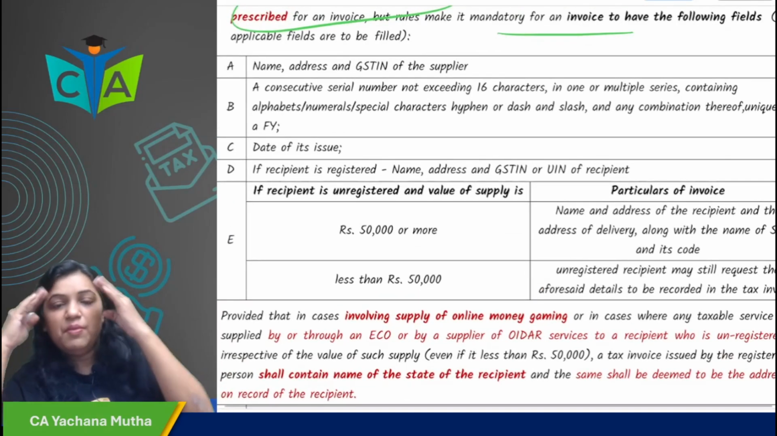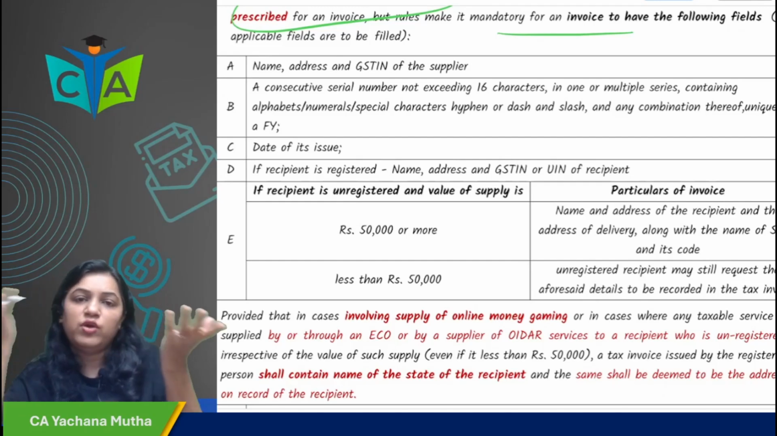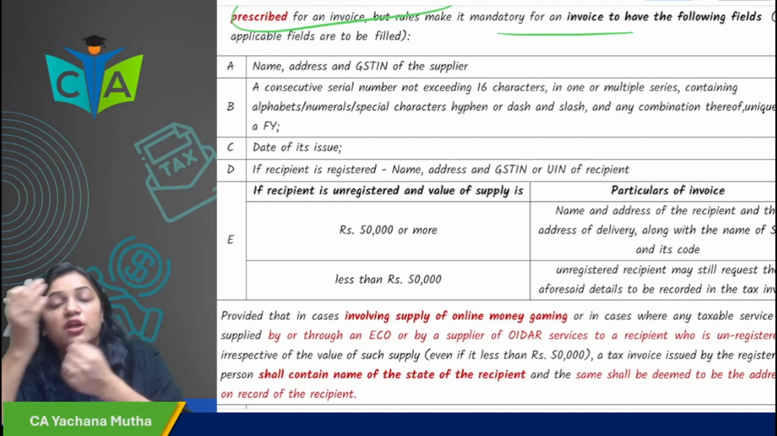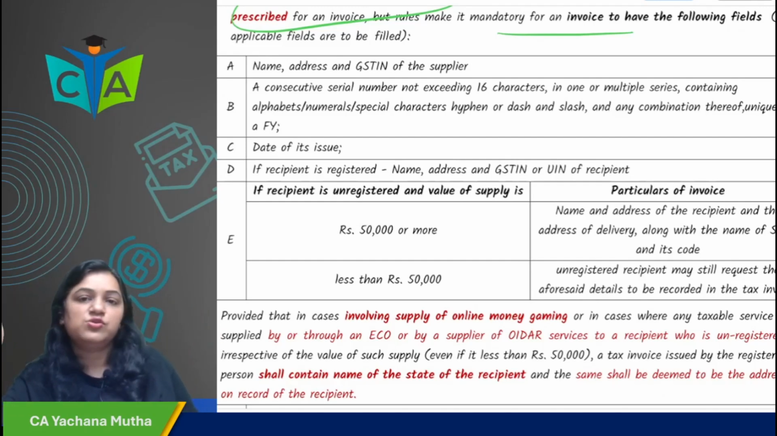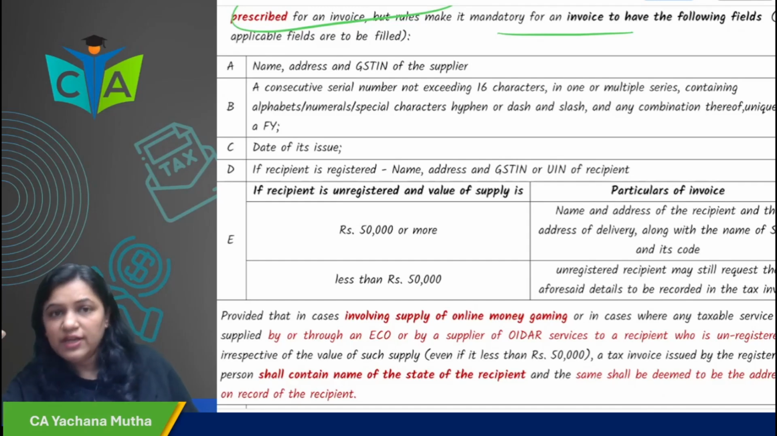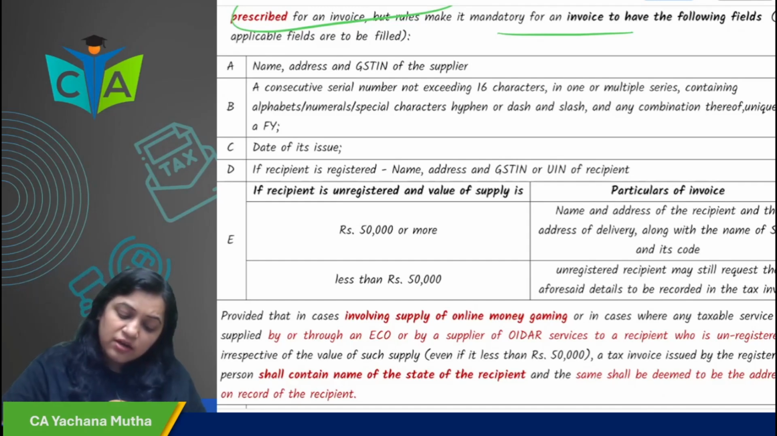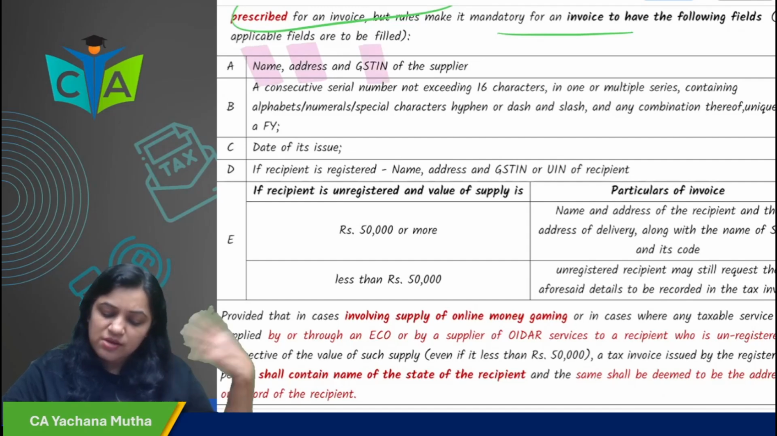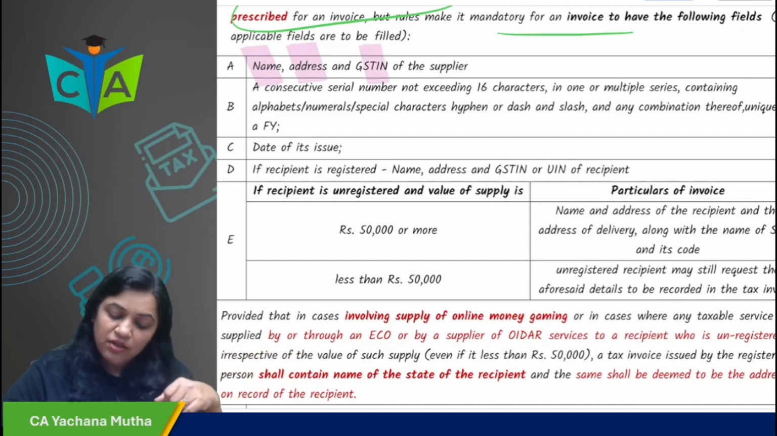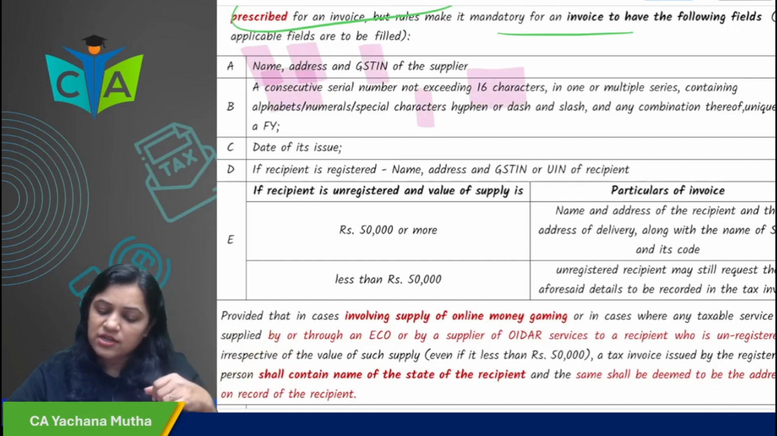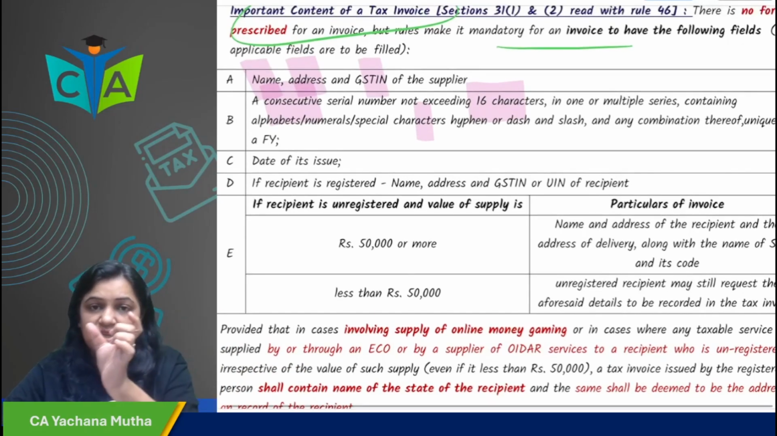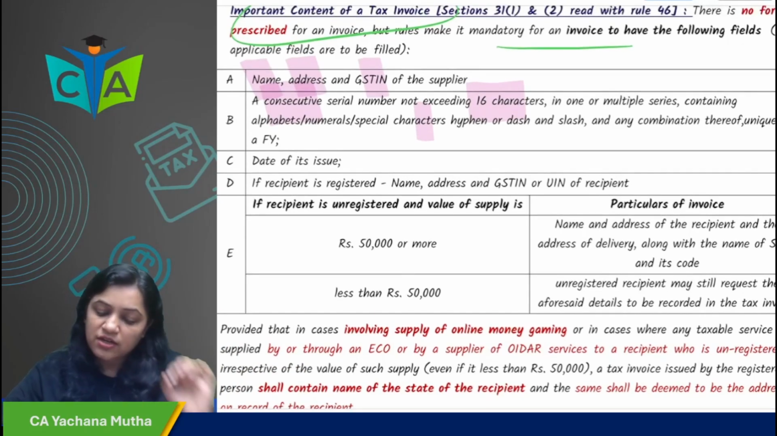So just remember, you must have seen many invoices. You all must have purchased mobile phones. You remember, you check that invoice. So what all details are there in the invoice? Just think: name, address, GSTIN of the supplier, and then a consecutive serial number not exceeding 16 characters. There would be a serial number in the invoice not exceeding 16 characters.